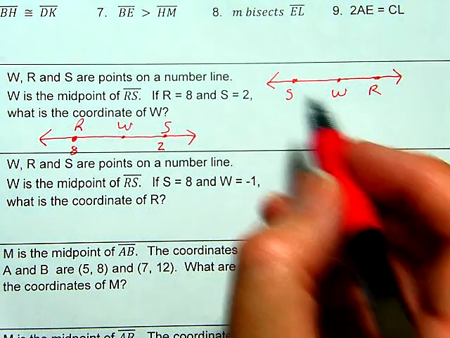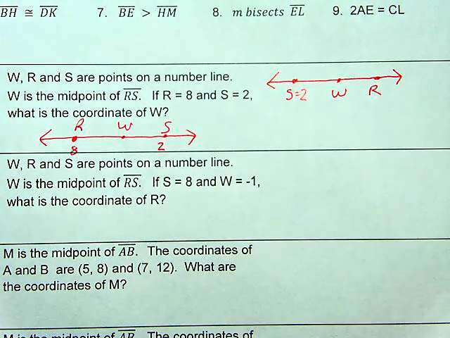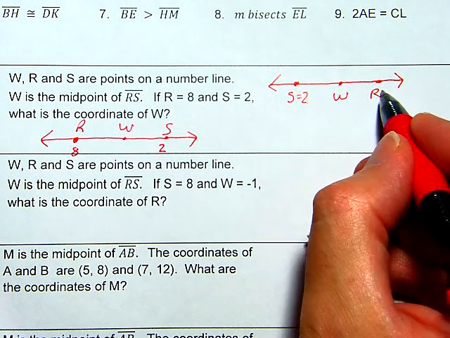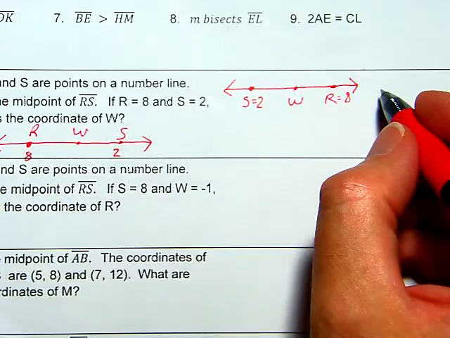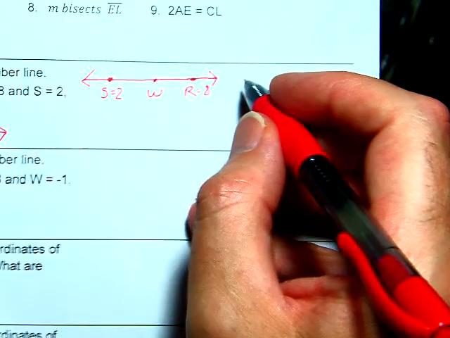So S is equal to 2, R is equal to 8, and we have to figure out what W is. What is the coordinate of W? Well, we know our midpoint formula on a number line. So let's do our midpoint formula on a number line.